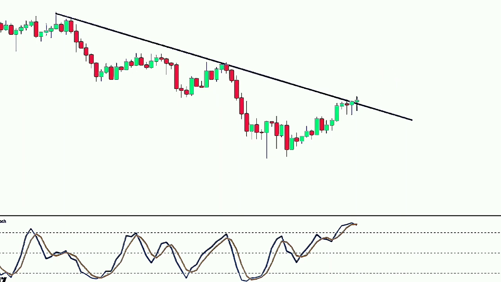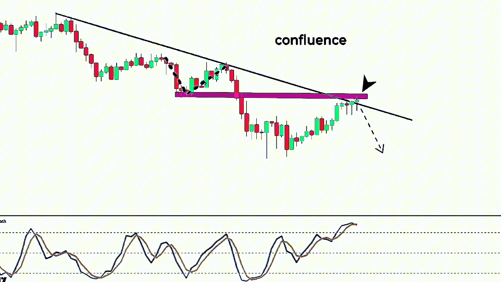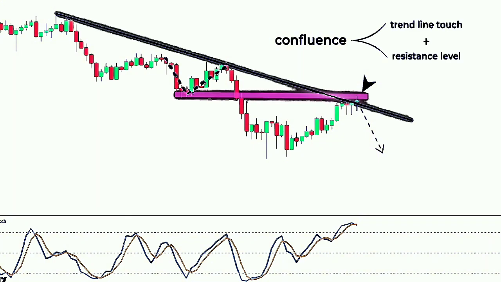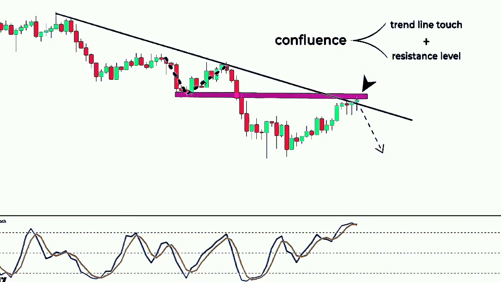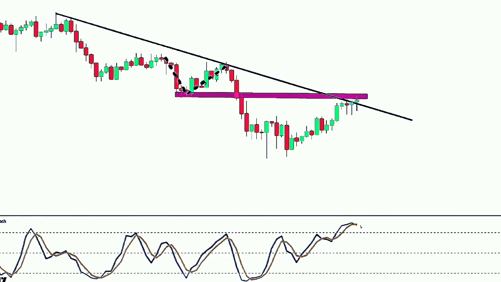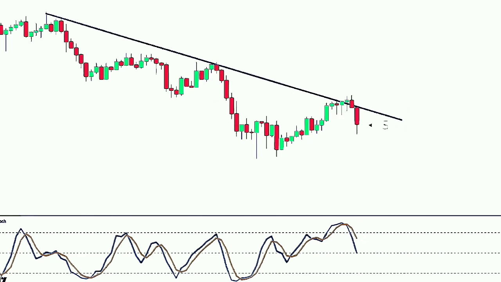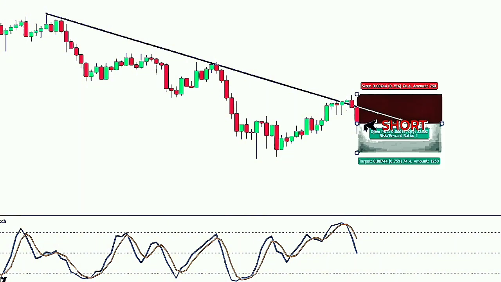Now, an interesting thing about this specific setup is that this area where price touches the trend line also seems to align with a support-turned-resistance level here. This is called confluence, and usually it's a sign that price has a higher chance of bouncing off that key level because of the two key levels converging. For the final entry confirmation, we wait for the stochastic line to cross back inside the overbought level. Once that happens, we take a short position.